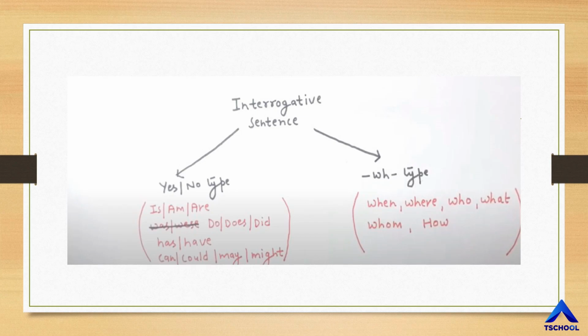And the second type is the WH type. The question which starts with when, where, who, what, whom, and how. This is the WH type. We'll look into the example on the next slides, so the concept of WH and yes-no type would be clear.